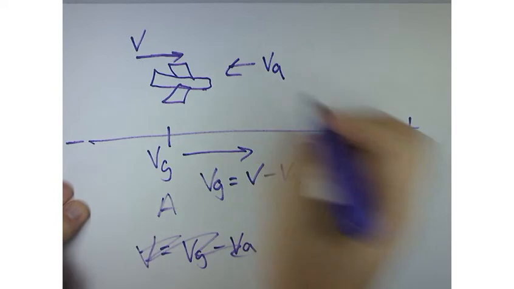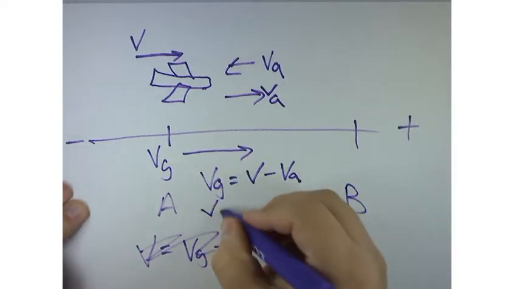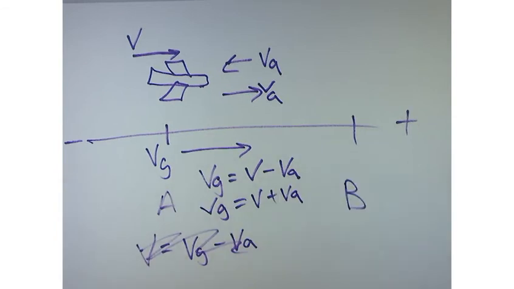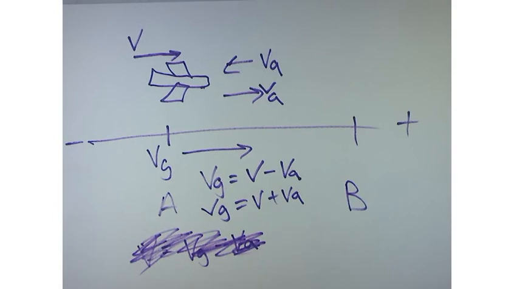Now let's assume that the wind blows this direction. Well, if that's the case, then VG would be V plus VA. Does that make sense? I kind of screwed it up there. I wrote down the wrong subset notation. Subset notation is what I meant to say. Any questions? Does that make sense? All right.